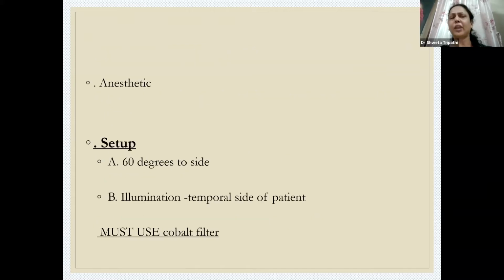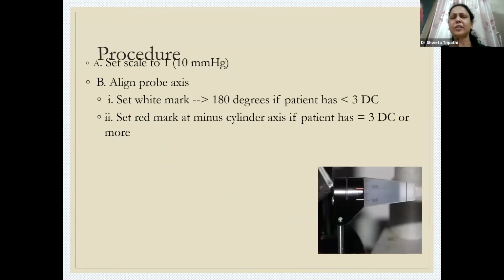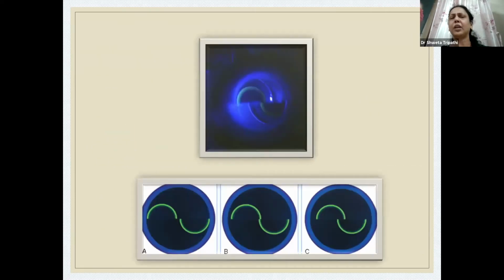How do we do that? We anesthetize the surface from the temporal side. The blue filter is used, and this is how we get the mires. In the top picture, we can see the exact mires touching the inner portion of the rings. This is the mire we get.